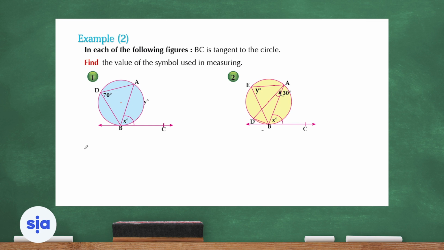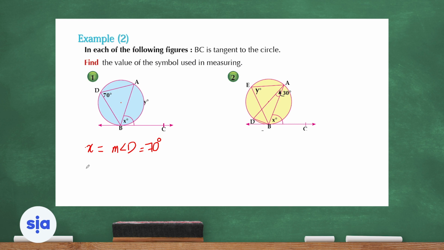Here, x is the angle of tangency, where angle D is an inscribed angle. So, x equals the measure of angle D, which equals 70 degrees. Because, as you can see, D and x, which is angle ABC, are subtended by the same arc AB.